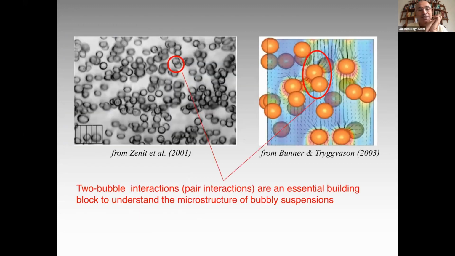It has been recognized now for quite a long time that in this buoyancy-driven bubbly suspensions, one essential building block is made of pair interactions between two neighboring bubbles. And this has been recognized both from experimental results and computational results obtained over the last 2 decades. And clearly, this building block plays a key role in determining the microstructure of the suspension. And this is why I'm going to talk about what happens between two bubbles.